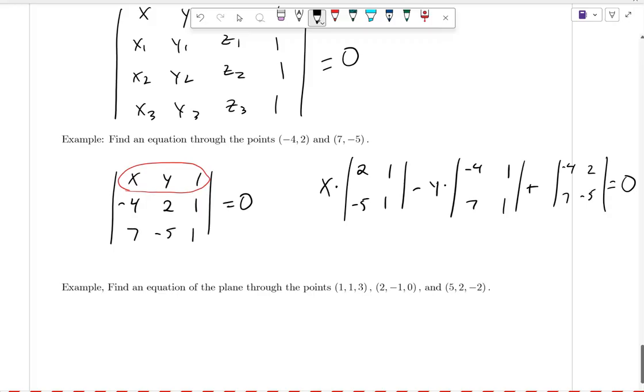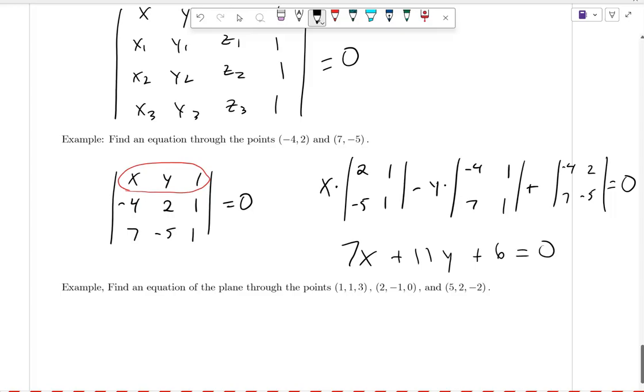Here I don't have to combine any like terms when I'm done. I have my coefficients already. What's the coefficient on the x? 7. Coefficient on the y? It'd be a positive, because I got the negative in front when we expanded the determinant. And finally, your constant would be 6. There's the equation of your line.